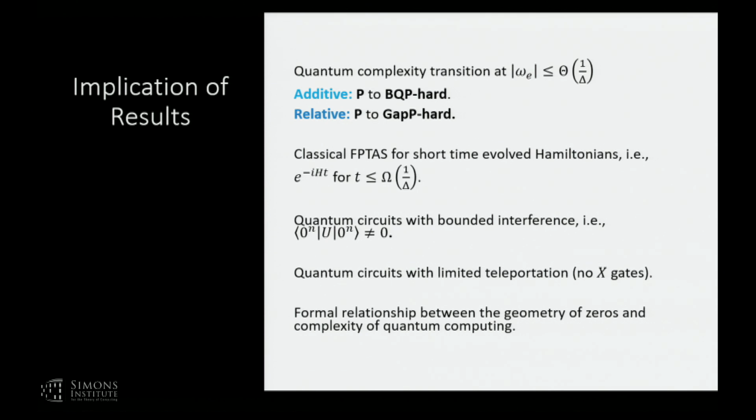And also quantum circuits with limited teleportation. So to give you an idea of teleportation, you can imagine having 2 qubits, entangling them together, and then measuring 1 qubit, and then look at the effect of that on the other qubit. You can use this to teleport gates and things.